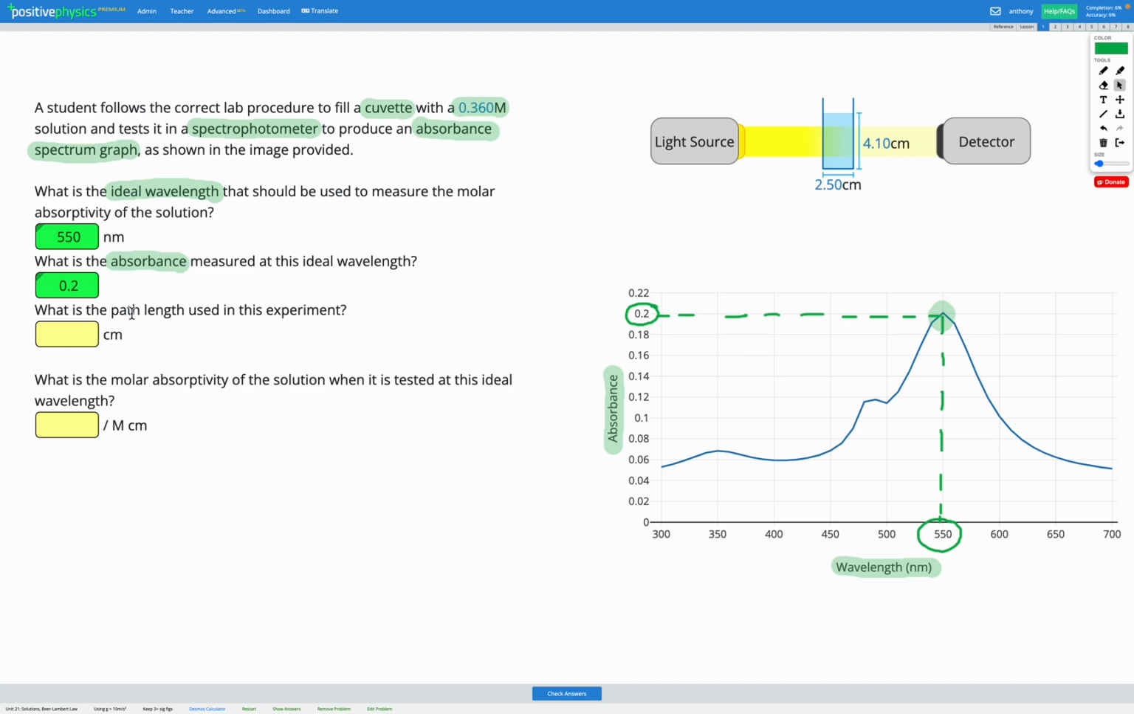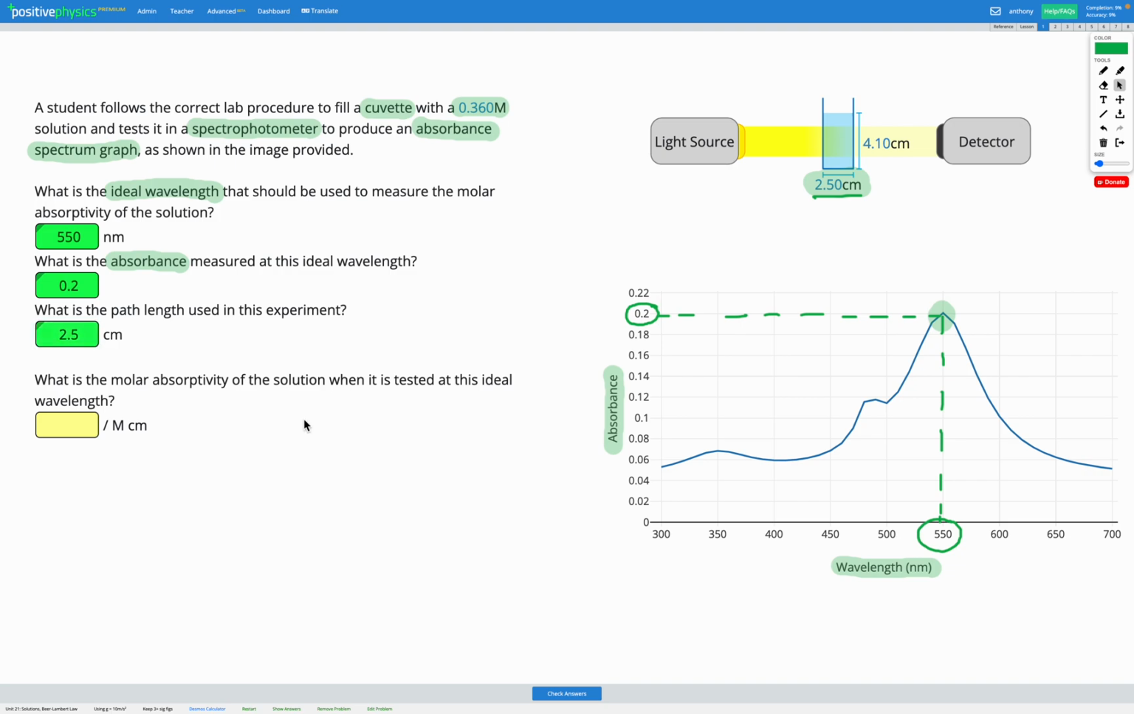The next question is asking for the path length used in this experiment. The path length is the length of fluid that the light traveled through between the light source and the detector. So the light is coming from this direction. It travels through our fluid and then continues on towards the detector. So this distance here is the distance that we care about, because that's the length that the light had to travel through. So our path length is going to be 2.5 centimeters. We can fill that in here.